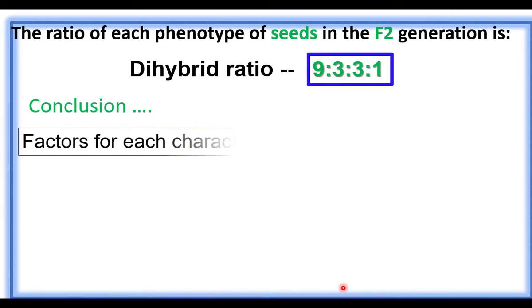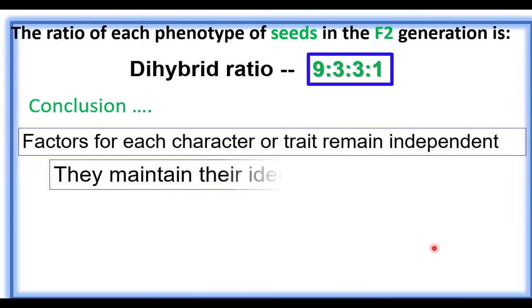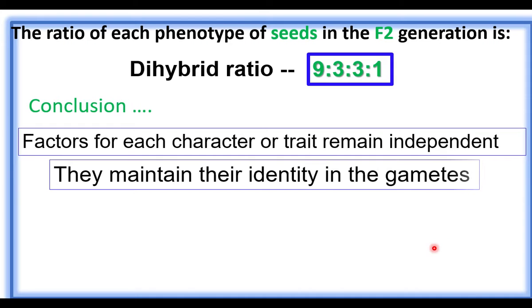Factors for each character or trait remain independent. Mendel used the term factors. Now we use the word genes. Trait means the characters which can move from one generation to another generation. So the factors for each character, gene for each character, remain independent. The genes do not mix. They maintain their identity in the gametes. The genes or factors enter into the gametes. At that time also they do not lose any characters. They maintain their identity.